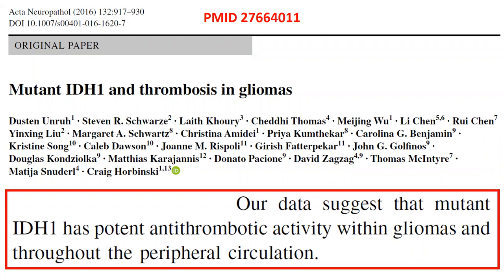All right, here's the conclusion. Our data suggests that mutant IDH1 has potent antithrombotic activity within gliomas and throughout the peripheral circulation. In other words, that's why you tend not to see DVTs in IDH mutant grade 4 disease, also known in the past as glioblastoma IDH mutant, but the thrombi are very common in IDH wild type because they do not have the antithrombotic activity of the mutant IDH. Isn't that cool? All right.